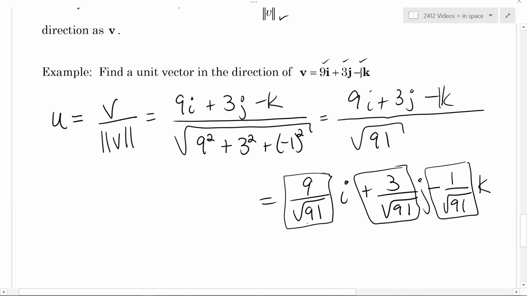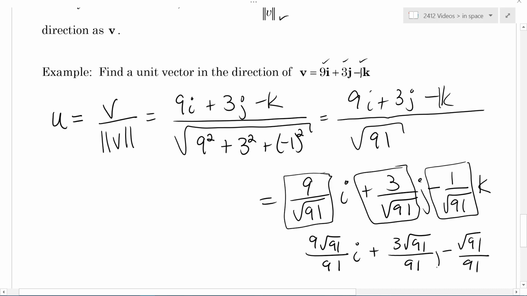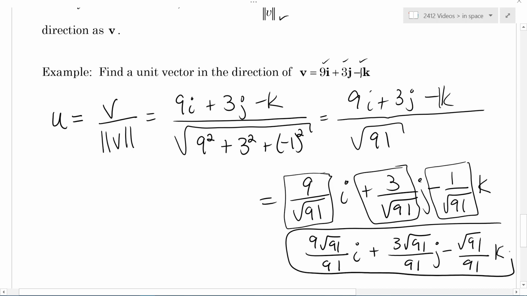All right, now if you wanted to, you could rationalize. You could multiply top and bottom by the square root of 91. That would be a preference. I would not require that you do that. Both of these answers are perfectly fine. Some people just like to rationalize. Don't forget your j and don't forget your k. So either one of those 2 answers is perfectly fine for the unit vector u that points in the same direction as the original vector v.